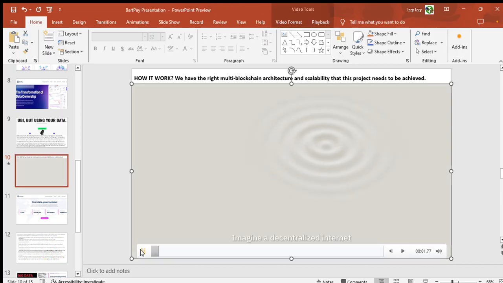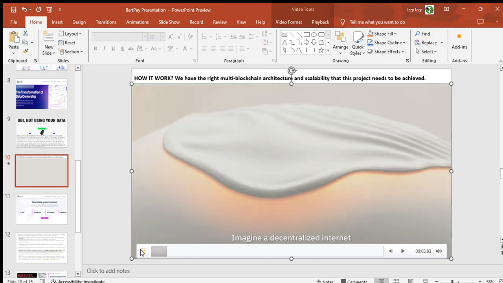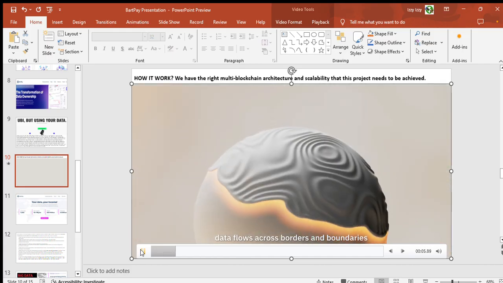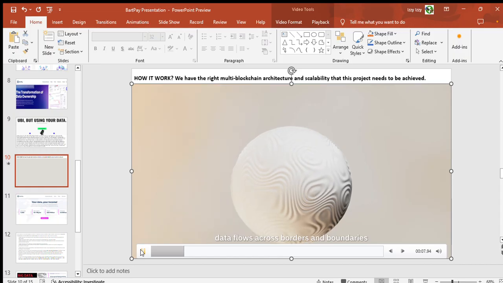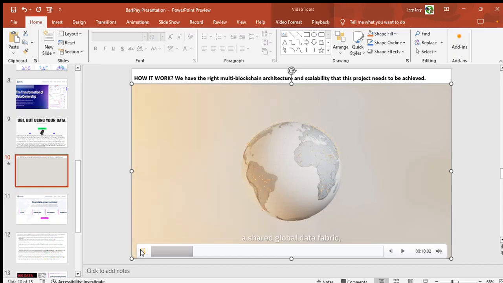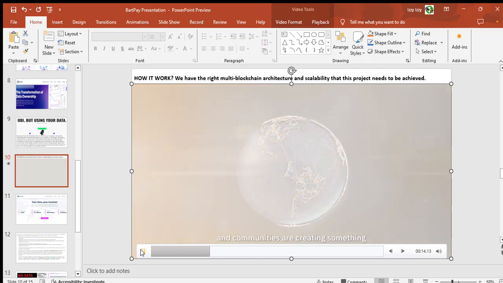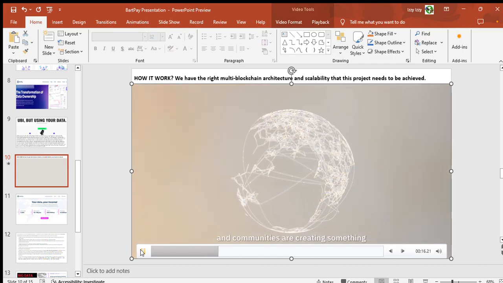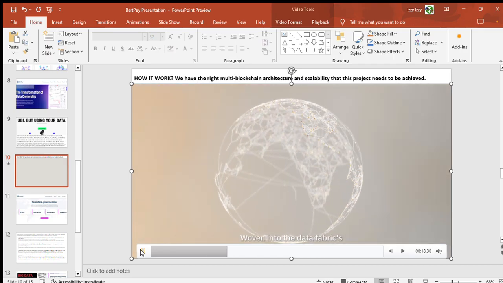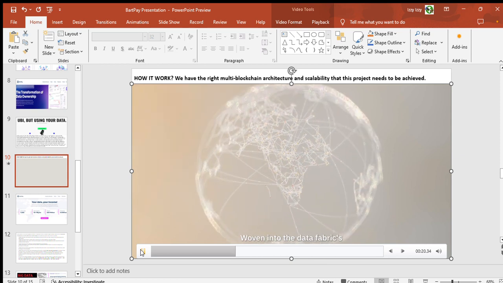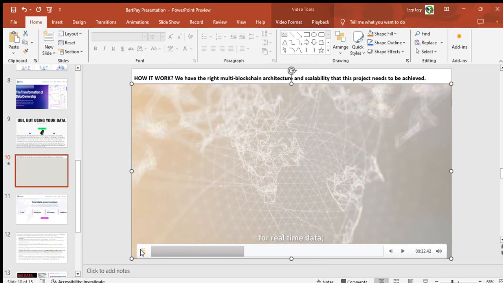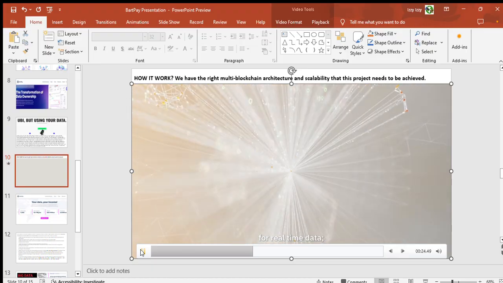Imagine a decentralized internet called Web3, where real-time data flows across borders and boundaries without limits. A shared global data fabric, a place where businesses and communities are creating something revolutionary together. Woven into the data fabric's heart is a global peer-to-peer network for real-time data, run and governed by its users.